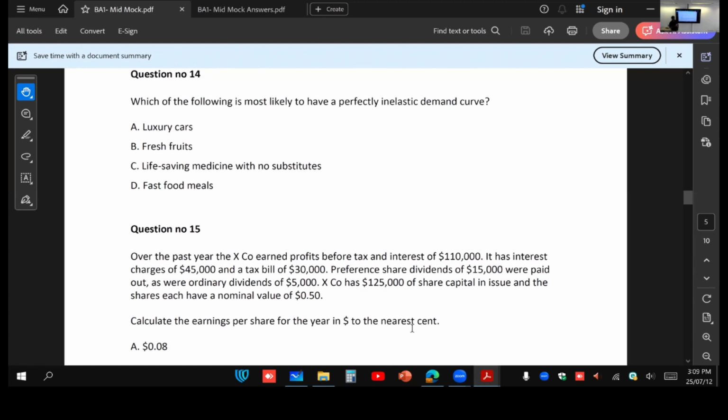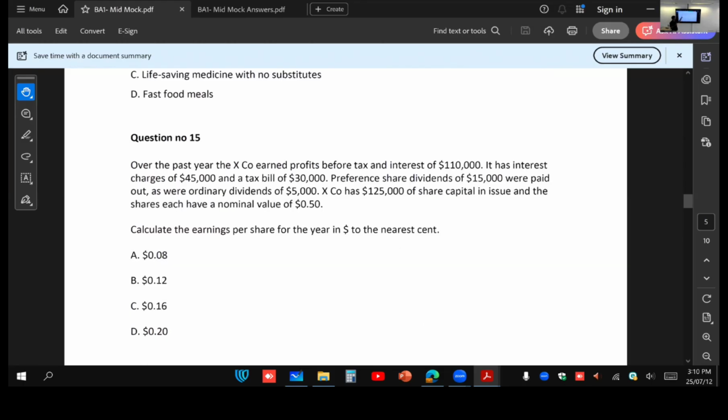Luxury cars, Rolls Royce, no? Fresh fruits. Then life-saving medicine with no substitutes. Fast food meals. So the answer is very simple, right? No substitutes. So imagine this person is going to die. We anyway will find money and bring some medicine and give healthcare. Right? We think so.